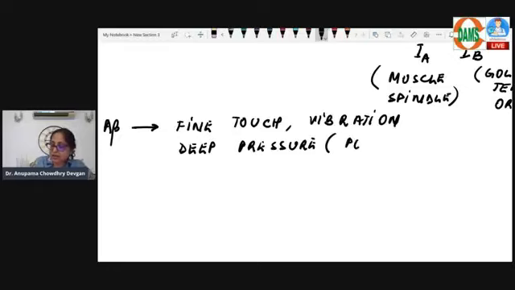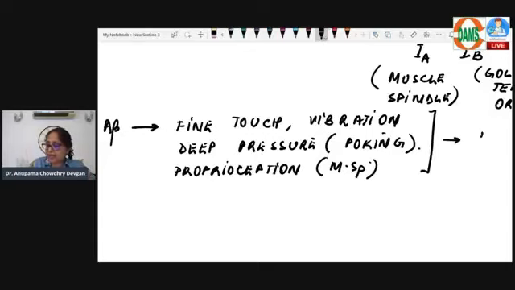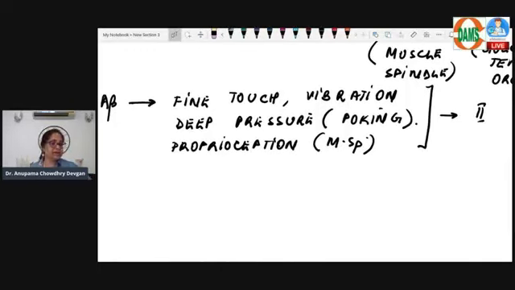Deep pressure such as poking. This is also meant for proprioception, but proprioception only from the muscle spindle, not from the Golgi tendon organ. The numerical classification is type 2. A beta is meant for fine touch, for vibration, for deep pressure such as poking. It is not meant for pressure on the skin, but for deep pressure such as poking, and proprioception only from the muscle spindle. This is the type 2 fiber.